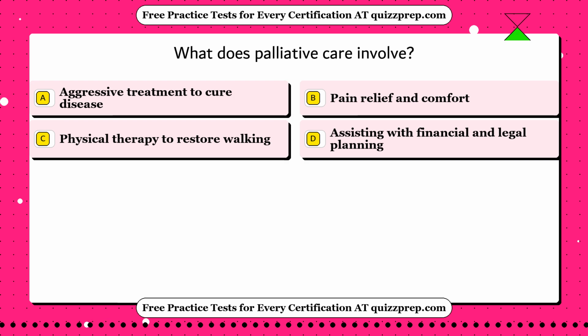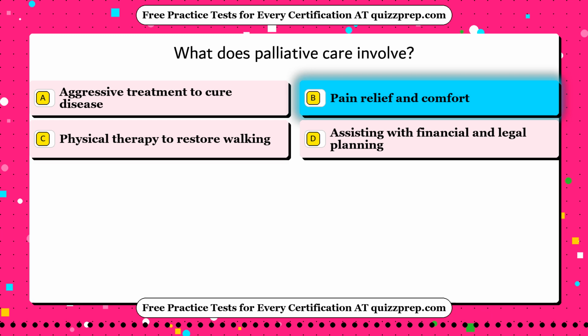Question 58. What does palliative care involve? Option A. Aggressive treatment to cure disease. Option B. Pain relief and comfort. Option C. Physical therapy to restore walking. Option D. Assisting with financial and legal planning.